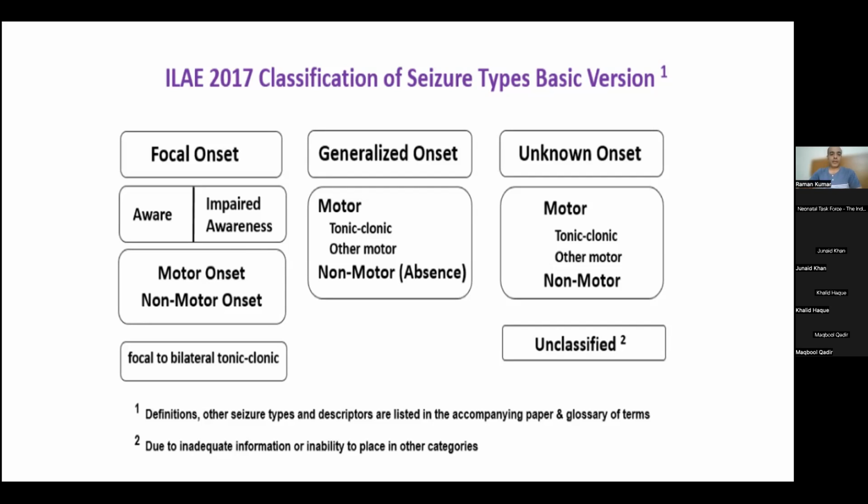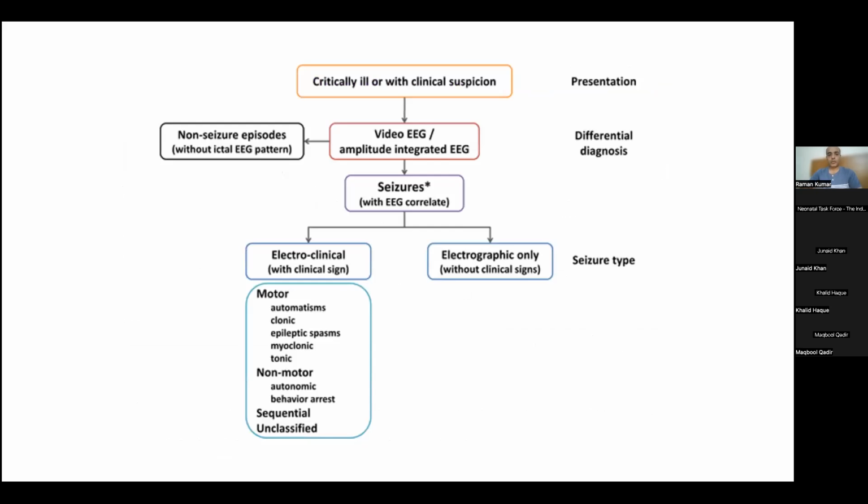Second, whether the awareness is intact or impaired, we don't look at this, because practically it is difficult to assess the awareness of a newborn. So this cannot be applied to a newborn. What we do is we just try to see how it presented. Was it clinical suspicion, or was it electrographical, clinical only, or both? Then we do the EEG. That is important. It may be aEEG, amplitude integrated, or conventional EEG, or video EEG, whatever.